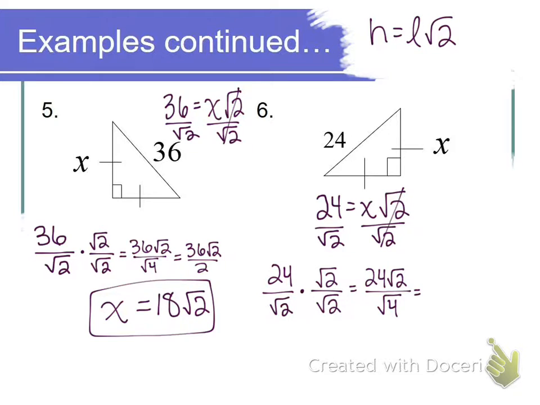We start simplifying. Again, the square root of 4 is just a 2. What can simplify now? The 2 and the 24. So this becomes 12 radical 2. So x equals 12 root 2. Final answer. Questions about 5 or 6? Anybody need more time with it before I erase it? Okay.